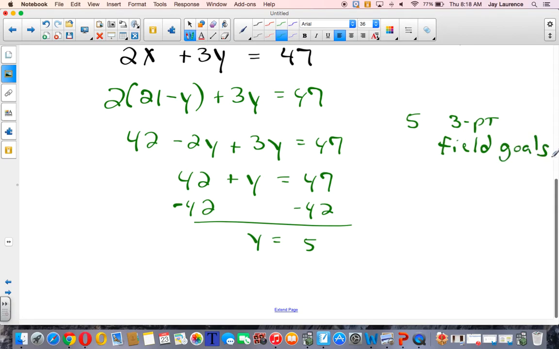Okay. If you made a total of 21 shots, then I could say, well, x plus 5 equals 21. Solve for x and I'll get 16. So therefore he made 16 2-point field goals.